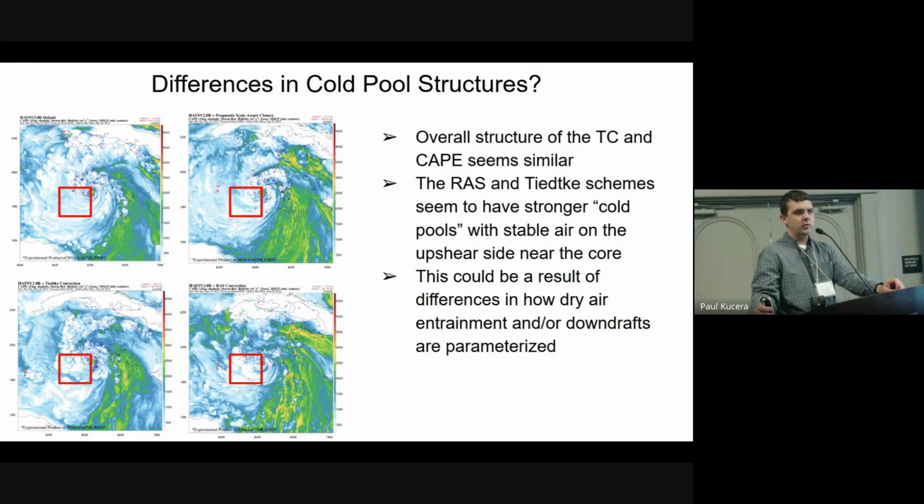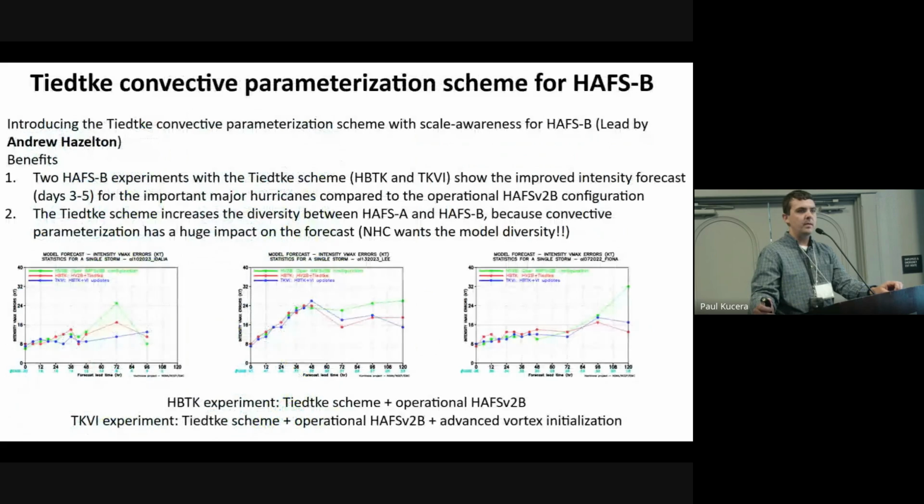Overall, it's kind of a similar structure, but the RAS and TDK seem to have these stronger cold pools with stable air on the upstream side. And so it seems like there's some differences in how the updrafts and downdrafts were parameterized that were leading, consistent with some of the intensity biases we saw.